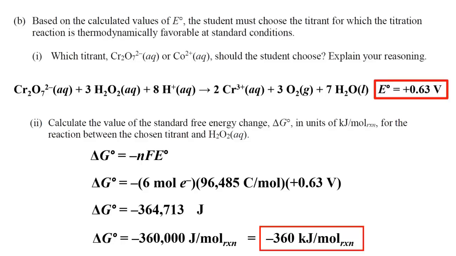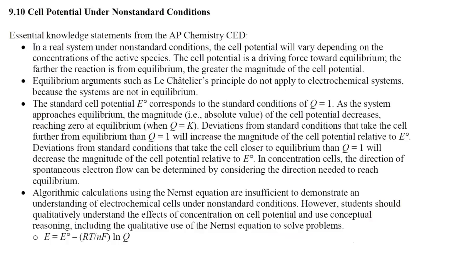Okay, now it is time to move on to our next topic in this packet. This is topic 9.10, cell potential under non-standard conditions. Here are some essential knowledge statements from the AP Chemistry course and exam description. In a real system under non-standard conditions, the cell potential will vary depending on the concentrations of the active species. The cell potential is a driving force toward equilibrium. The farther the reaction is from equilibrium, the greater the magnitude of the cell potential.